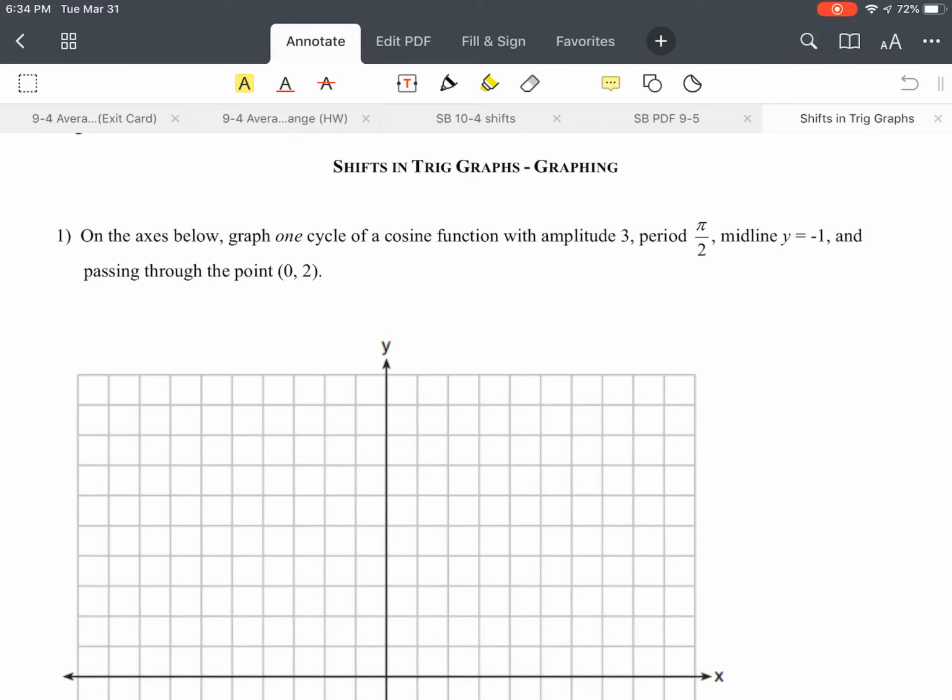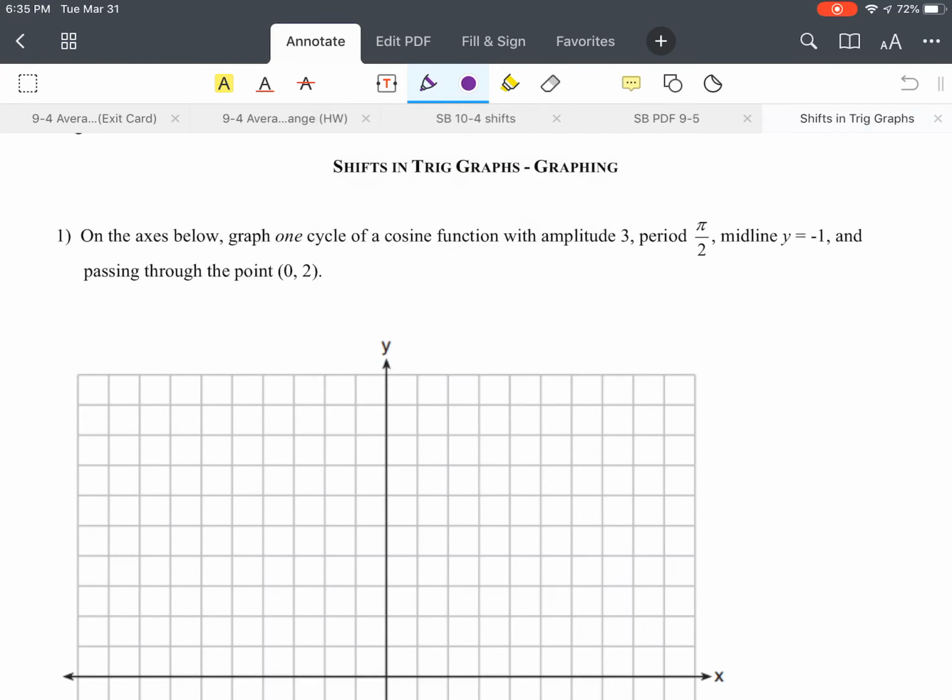Okay, today we're going to talk about graphing sine and cosine with shifts. So let's get right into it. It says, on the axes below, graph one cycle of a cosine function with amplitude 3, period pi over 2, midline at y equals -1, and passing through the point (0, 2).